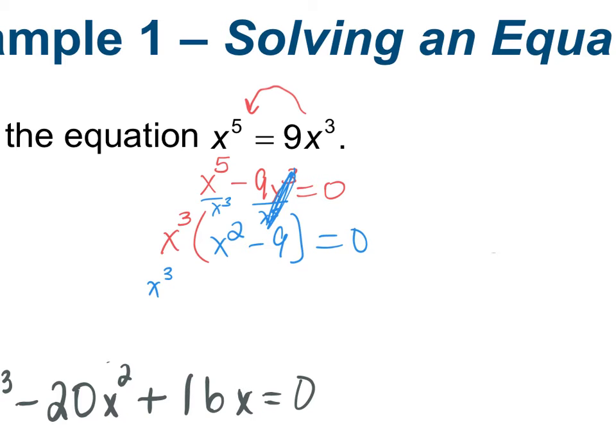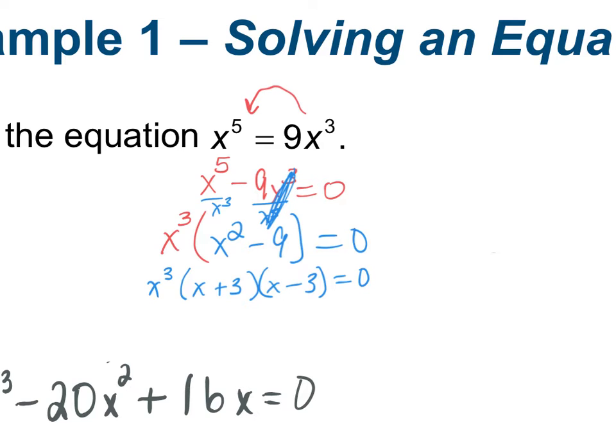It's the difference of perfect squares. There's a minus sign in the middle, and both x squared and 9 are perfect squares. So I have an x in the front of each parenthesis, a plus 3, and a minus 3.